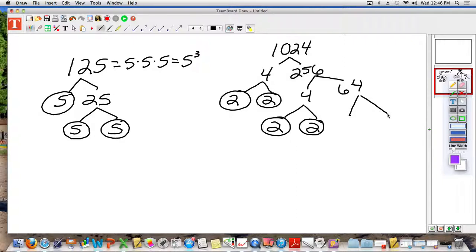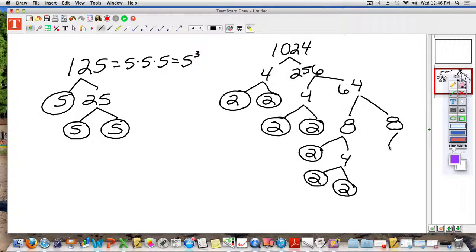64. 8 and 8. 8 times 8 gives me 64. Neither of them are prime. So I'm going to break the 8 down. 8 gives me 4 and 2. 2 and 4. So I circle the 2. 4 is 2 and 2. Circle them, they're prime. 8 is 2 and 4. And then this 4 is 2 and 2. I circle it.